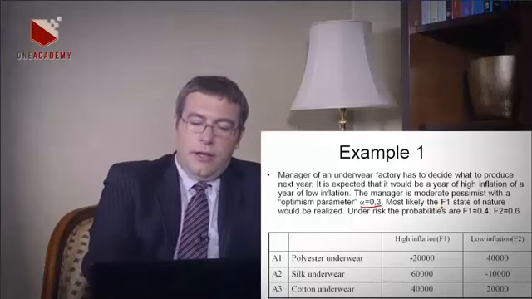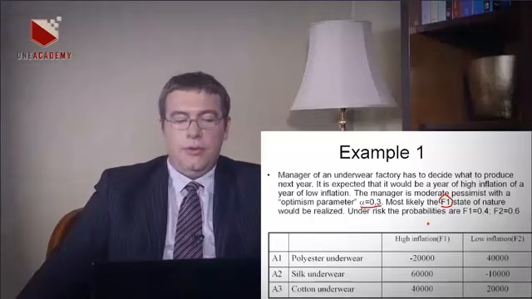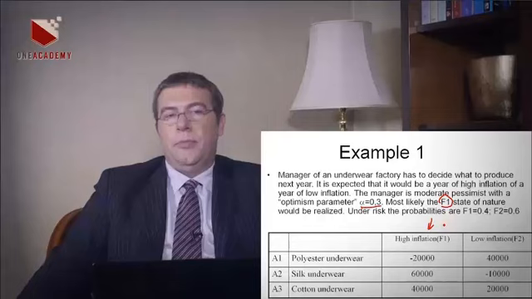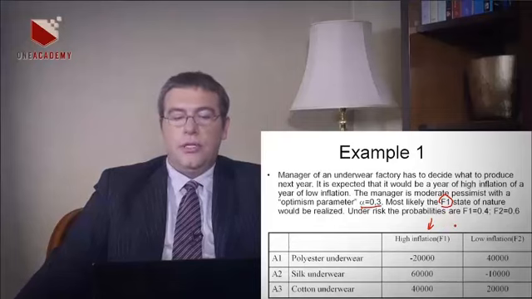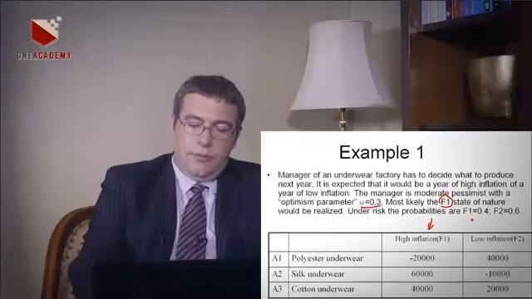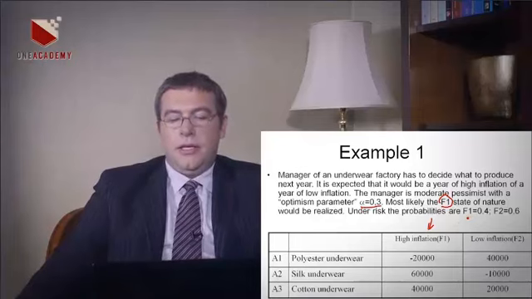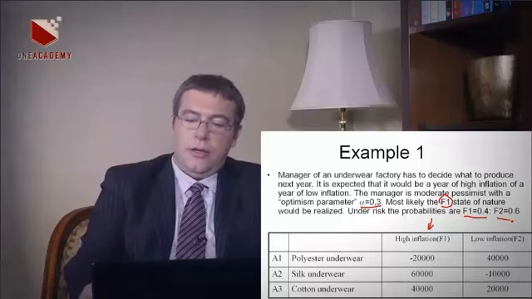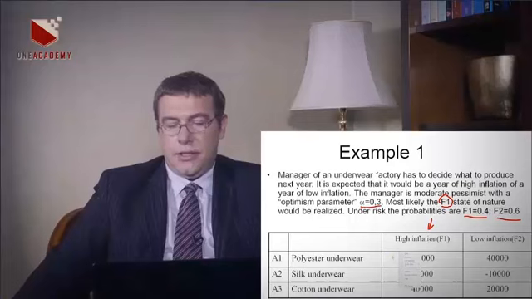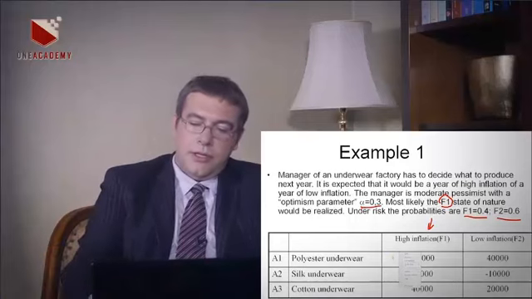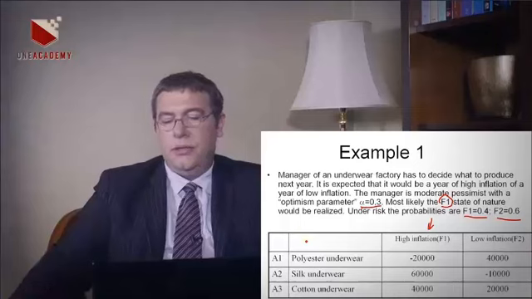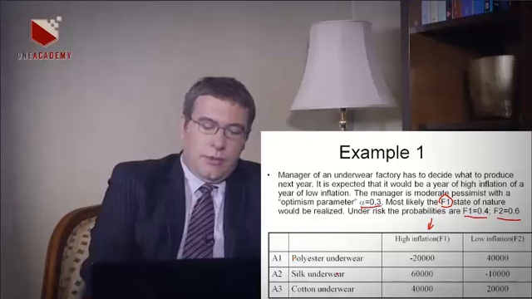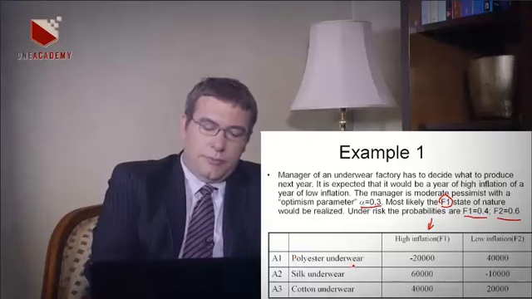Most likely, the F1 state of nature would be realized, which means that under certainty we're going to use this column denoted F1. Under risk, the probabilities of F1 are equal to 0.4 and of F2 equal to 0.6, where F1 is the high inflation state of nature and F2 is the low inflation. And we have 3 alternatives: polyester underwear, silk underwear, and cotton underwear.